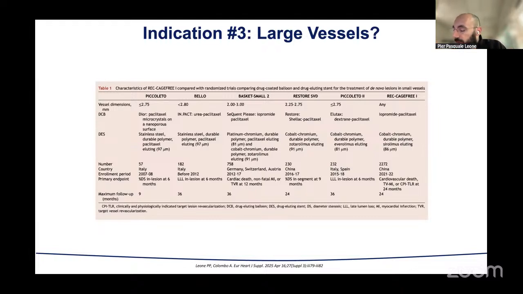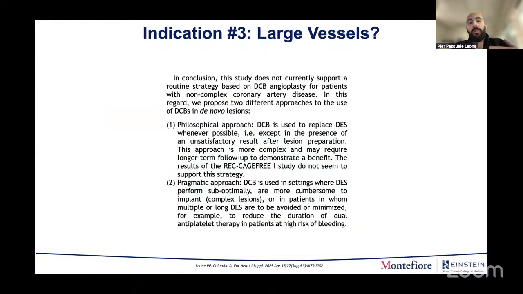But it's just really important to see that this was a large study that was conducted in China and that had some selection bias in terms of lesion selection. It was really, I believe, counterintuitive and really included the lesions that most likely will benefit from drug-eluting stent. So if we just think about what kind of approach we can have, especially now that we're trying to see if drug-coated balloon angioplasty is reasonable in de novo lesions, I don't think we need to treat all lesions with DCBs.